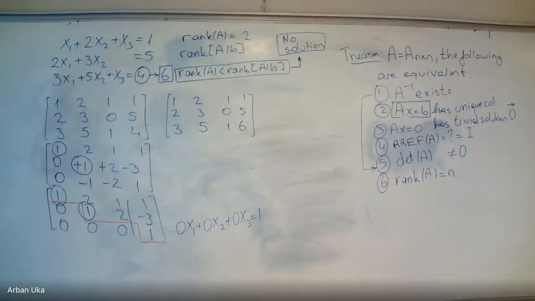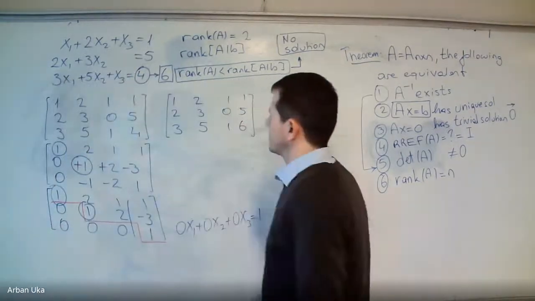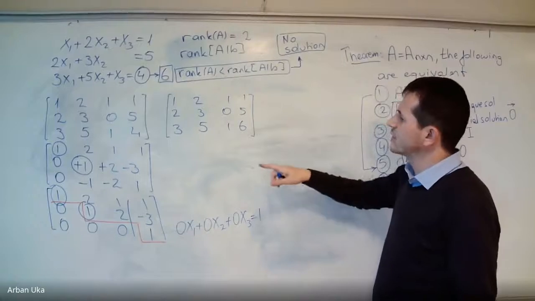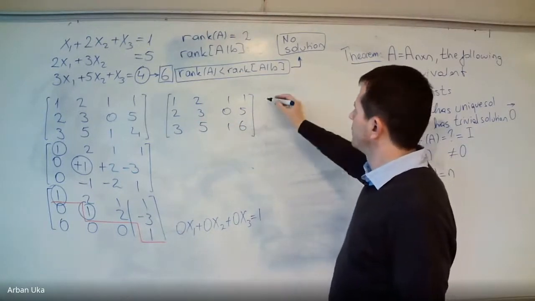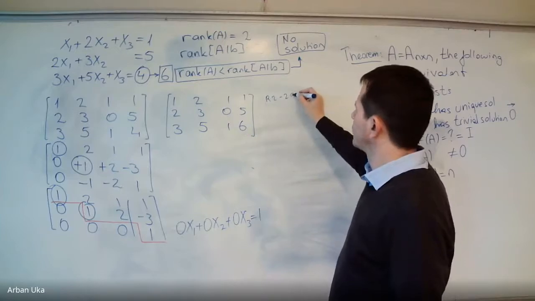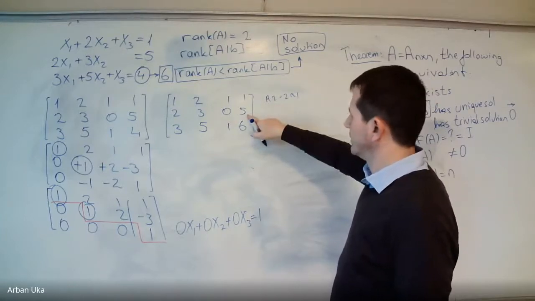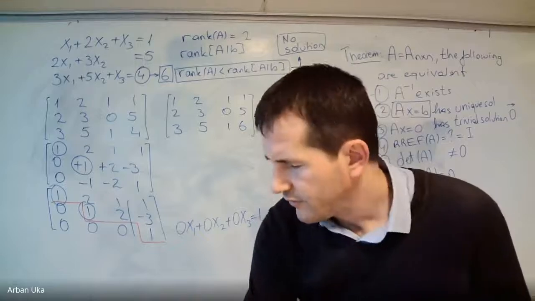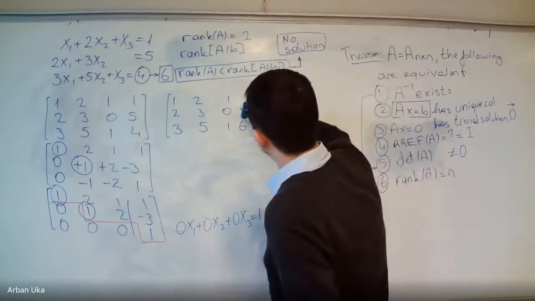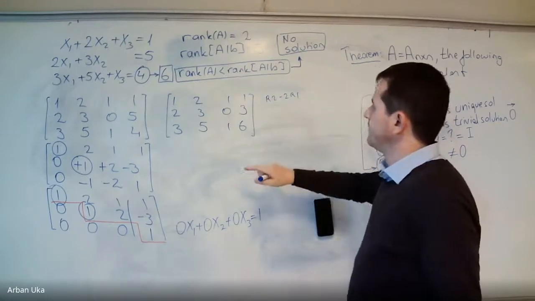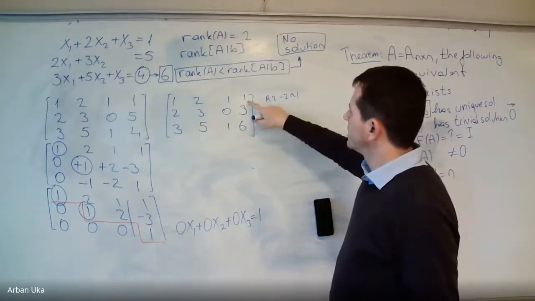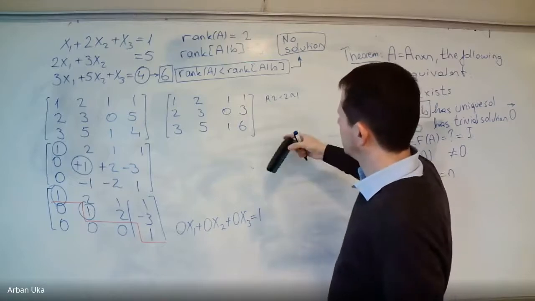And actually, I deleted the equations. I wish I had kept them. So what was the first operation that we did in order to make this 0? We said it was row 2 minus 2 row 1, which would mean that here we would have 5 minus 2, this would be equal to 3, right? And here 6 minus 3, this would be another 3.